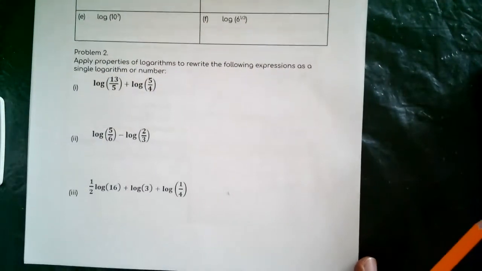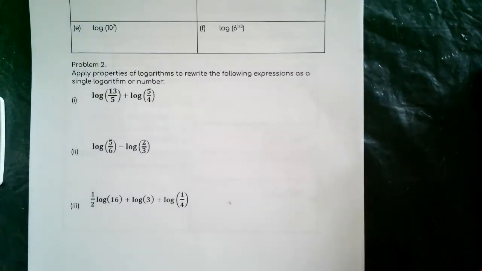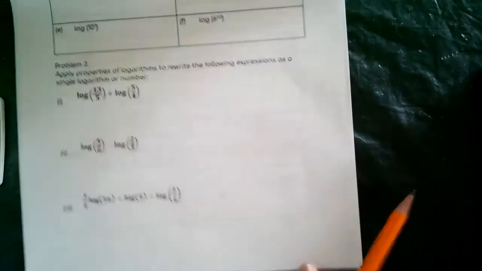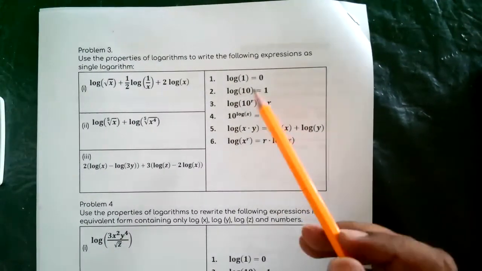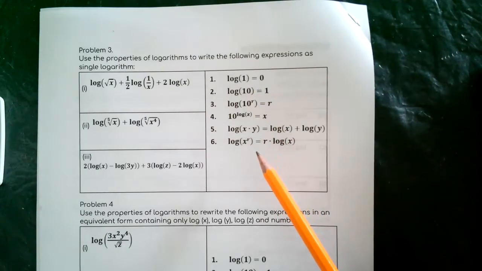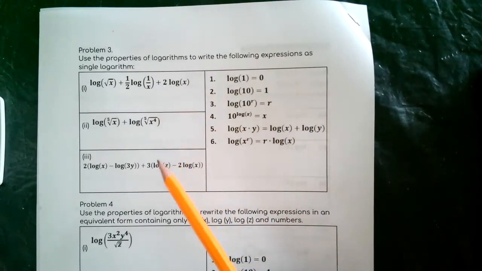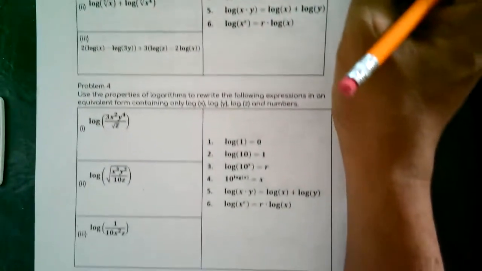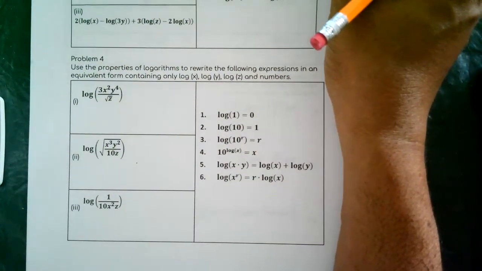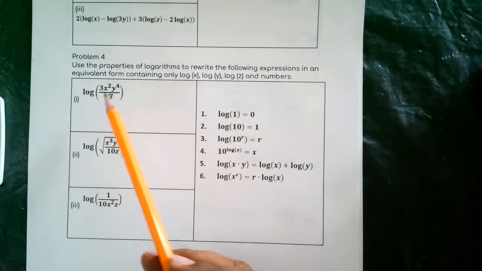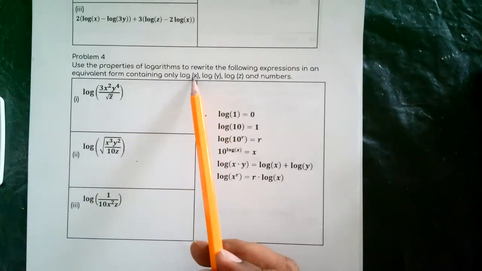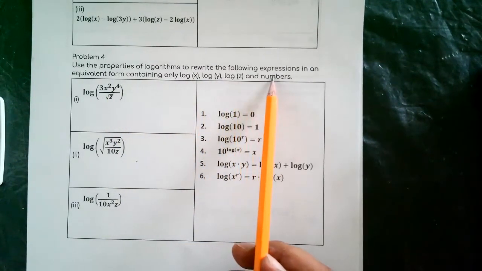And second, here you will combine your terms to get a single logarithm or number. And then in the end, you will do these problems. I have listed all the properties here. You can make use of any of these properties and then you can combine this to write a single logarithmic expression. And then the last one is the opposite to problem 3. You have a huge big term and you need to split it, so you can write it in terms of log x, log y, log of z, and numbers.